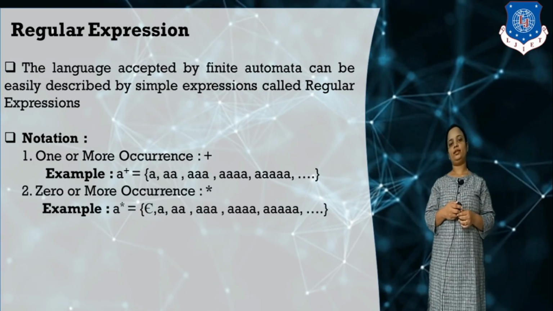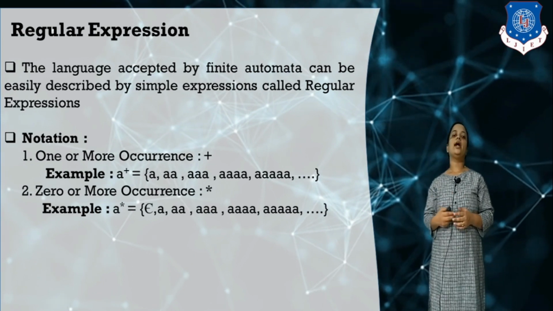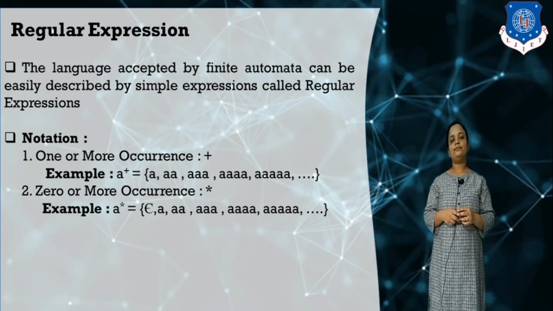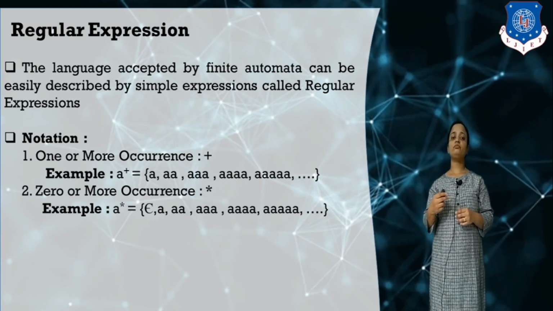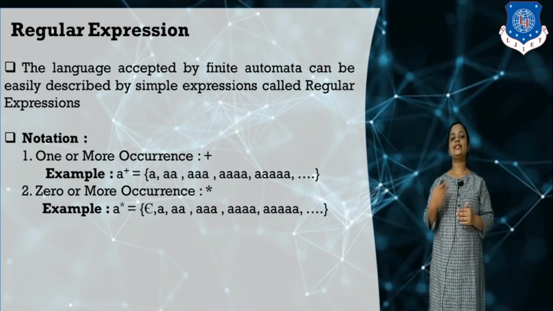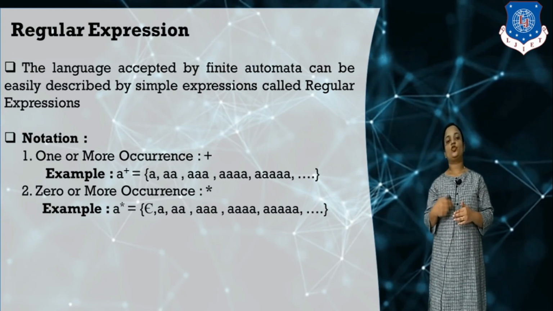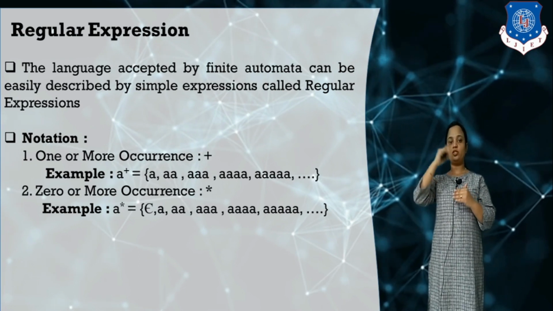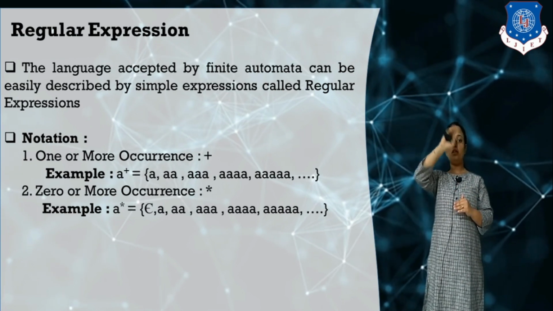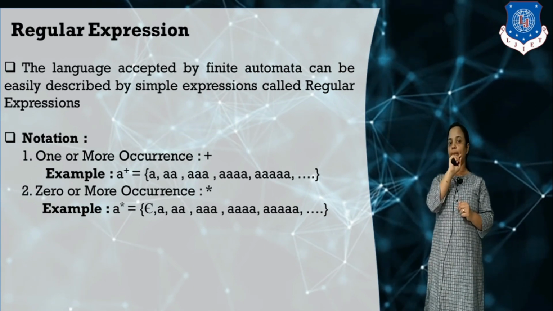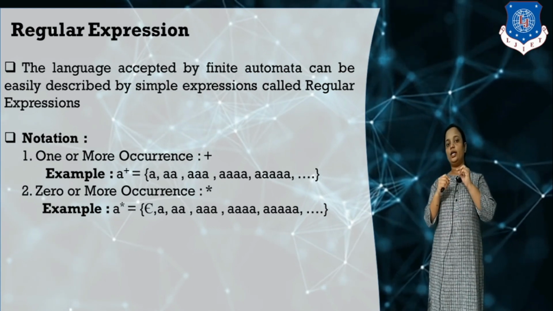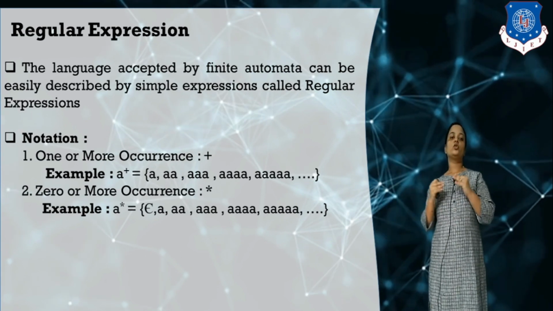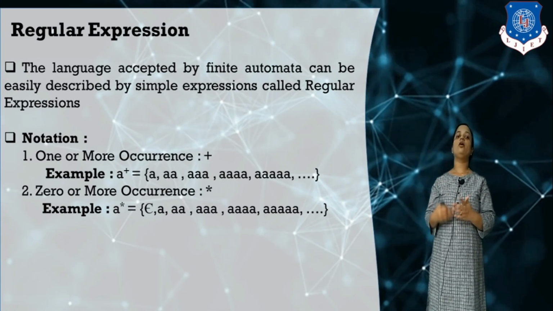Now the next notation is star, which is called the Kleene star. Whenever it appears in a power, like a raised to star, it means the symbol is repeated 0 or more times. Always remember the difference between these two. Plus means repeated one or more times, so the minimum length is 1, but in a star the length is 0 or more times. So this set of strings also contains the empty string.